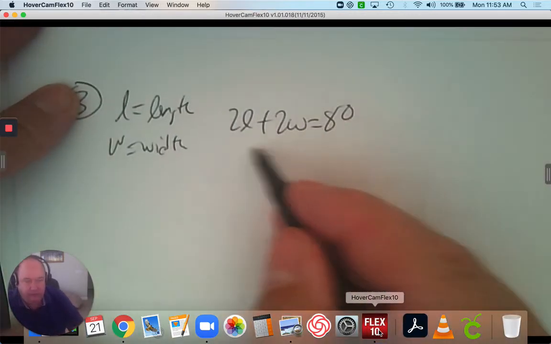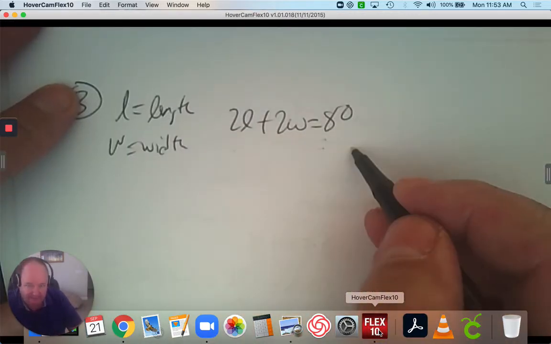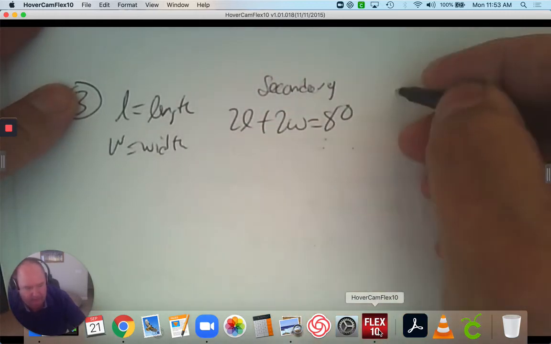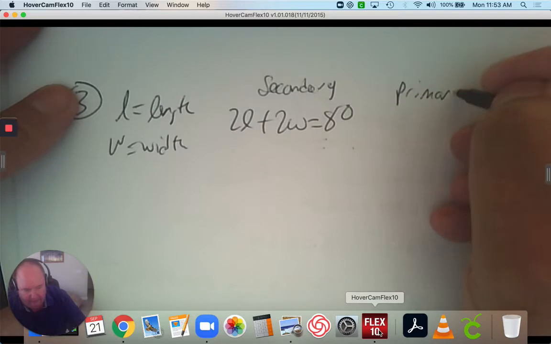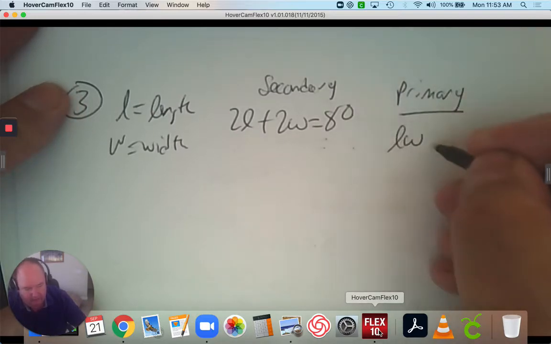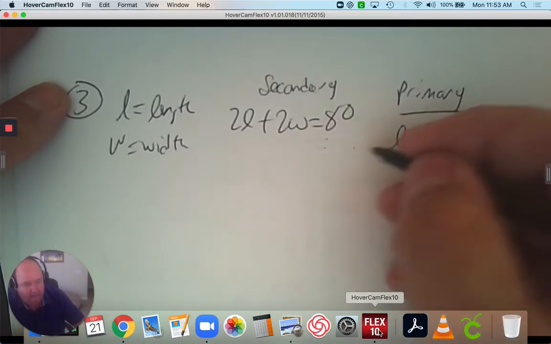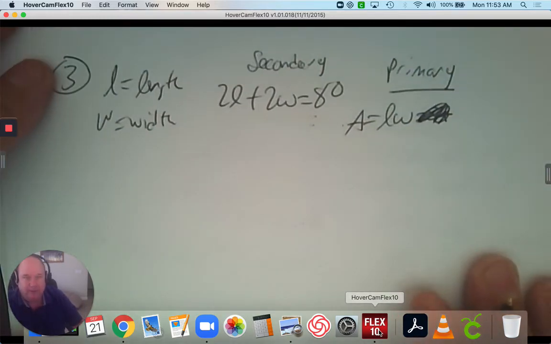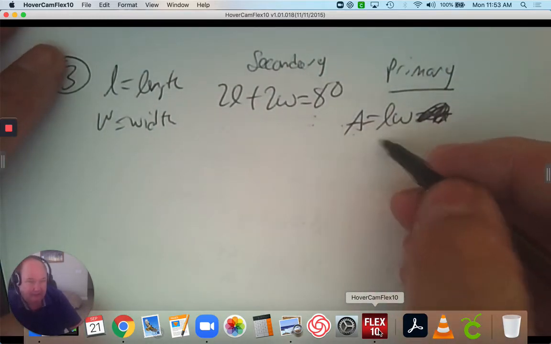So is this equation primary or secondary? The answer is it's secondary. So what is the primary equation? Well, that's what I'm looking for, and I'm looking for the area. So A equals, there's my primary, because that's what I'm looking for. And area is length times width.